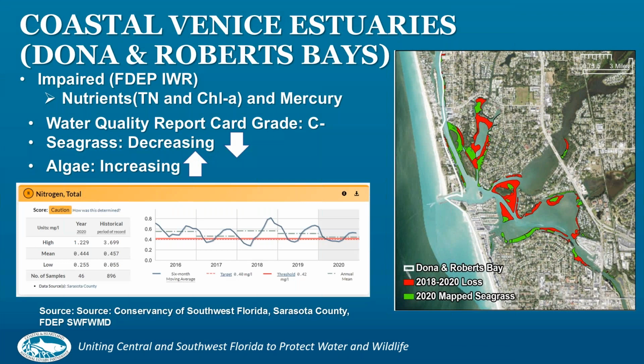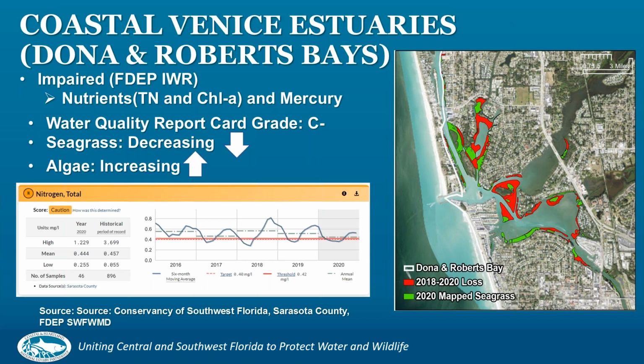So essentially the next few slides, I'm going to move down through each of the estuaries and show you similar data for each of our Charlotte Harbor estuaries, and then circle back and talk about some overall trends. I'm starting out with the coastal Venice estuaries, which is Donna and Roberts Bay. And you can see here, this is what we have so far on what's going on with nutrient pollution in the region. There I have the FDEP impaired waters rule assessment, like what that actual region's impaired for.